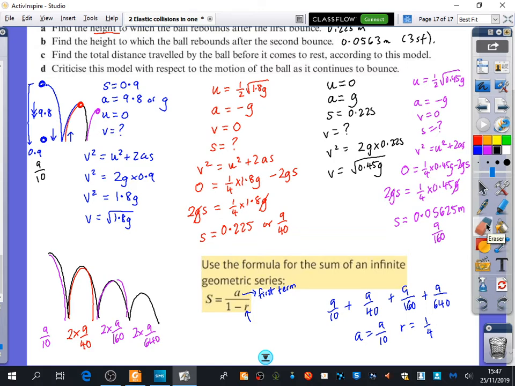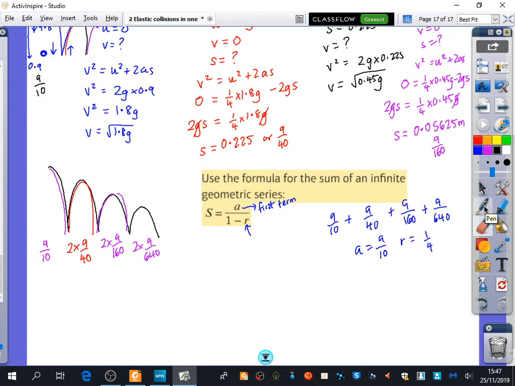We just need to be really careful about what we're going to plug in, because we are going to try and find out that the total distance that it moves is 9 over 10 plus 2 times 9 over 40 plus 2 times 9 over 160 plus 2 times 9 over 640 plus... And that's just going to keep going. That's what S is. S is all of those things added together.